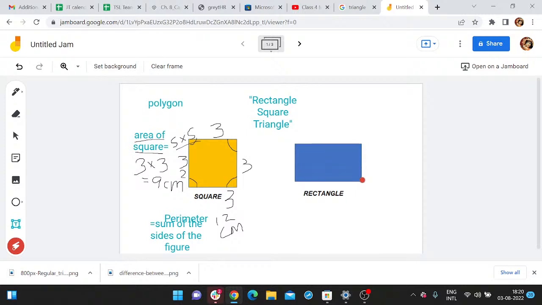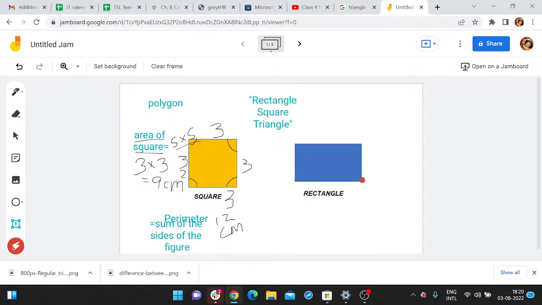So again, a rectangle can be defined as a four-sided polygon. Why did I use the word four? Because it has four sides. It's really easy. And why did I use polygon? Because I told you in the very start of the session that a polygon is a closed figure.